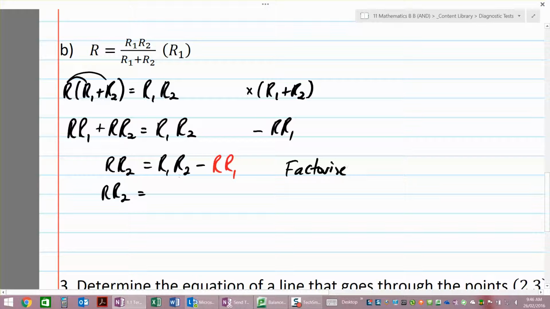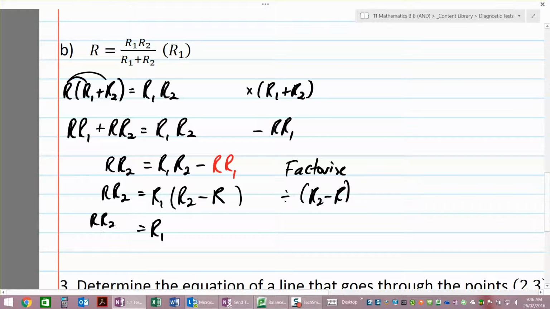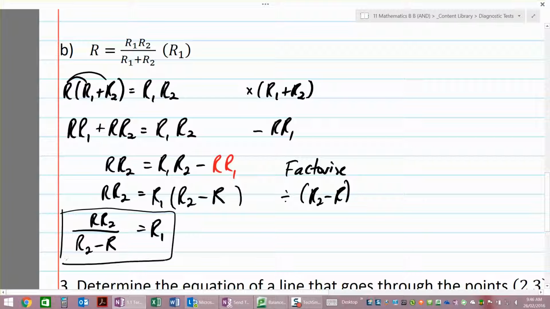I've got a common factor here of R1. And what's left over is R2 minus R. And now I can divide both sides by R2 minus R. Okay, and I've got R1 isolated, and on the left hand side I can't see R1 there at all, which is really good. Means I'm done.